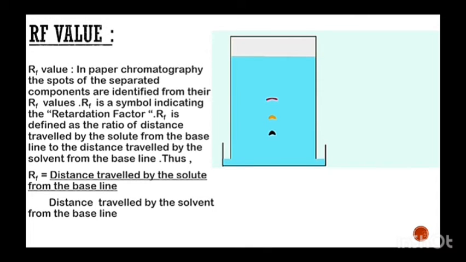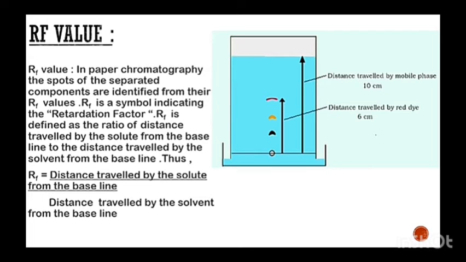This is how it is separated. The components get separated. The origin is marked, the solvent front is marked, the paper is dried, and then the distance travelled by the solute, the distance travelled by the mobile phase, which is also called the solvent, and the distance travelled by the red dye, which would be the solute, are measured, and the RF value is taken out.